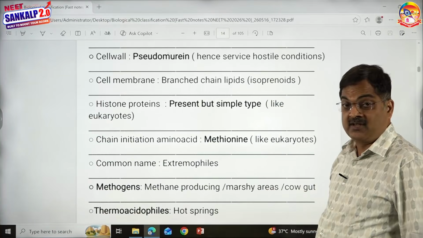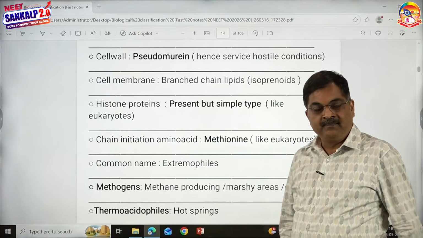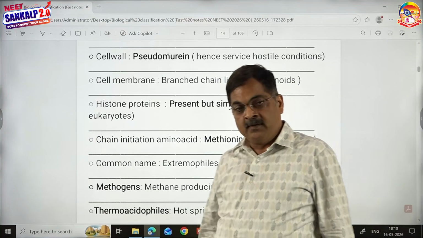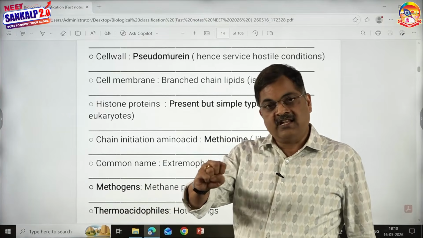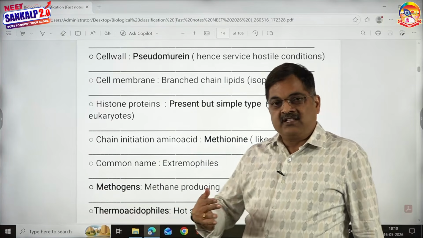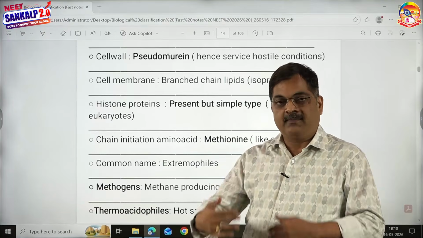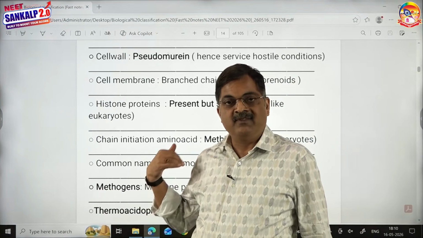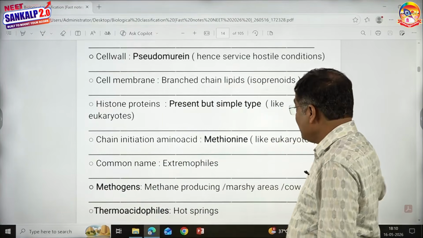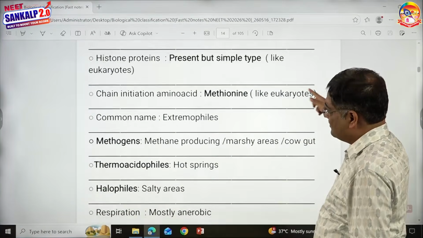Histone proteins, interesting. They are present but simple. Normally histones are absent in prokaryotes, but archaebacteria contain histones. That is the reason why Carl Woese separated archaebacteria from the remaining bacteria, because it has some characters which are very unique, and one of them is histone presence. And the chain initiating amino acid is methionine, you know it.